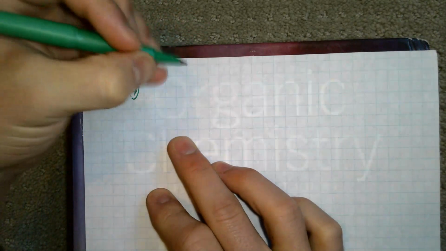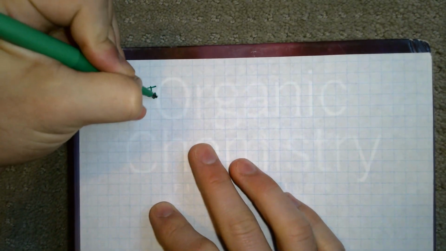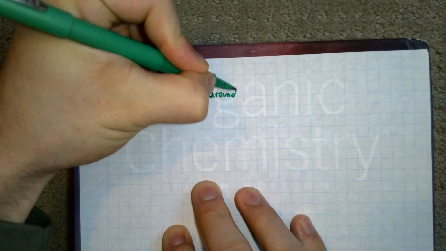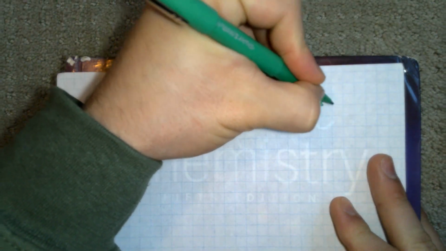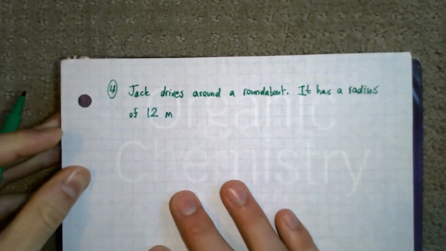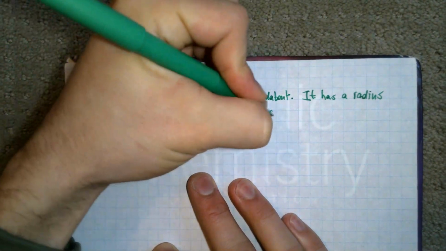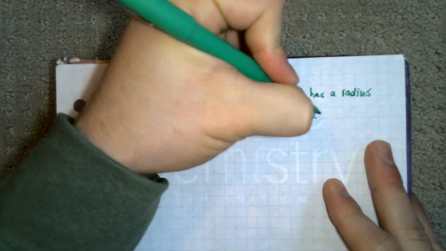So we'll have one of our students. Let's see, which student shall we choose for B-Day? We'll have Jack. Jack drives around a roundabout. The roundabout has a radius. A reasonable radius would be something like 12 meters. A smaller roundabout, relatively small, reasonable though. The coefficient of friction, that is between his tires and the road, static friction, is 0.95.